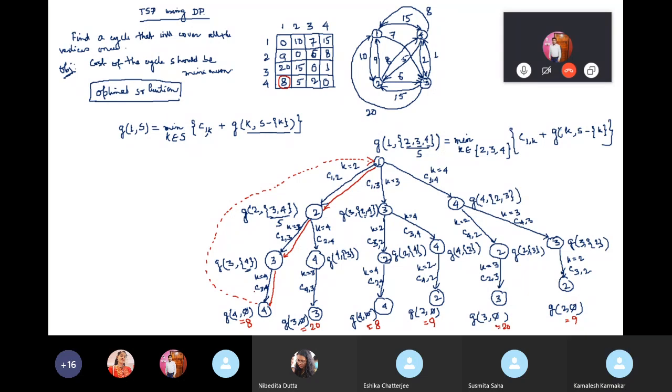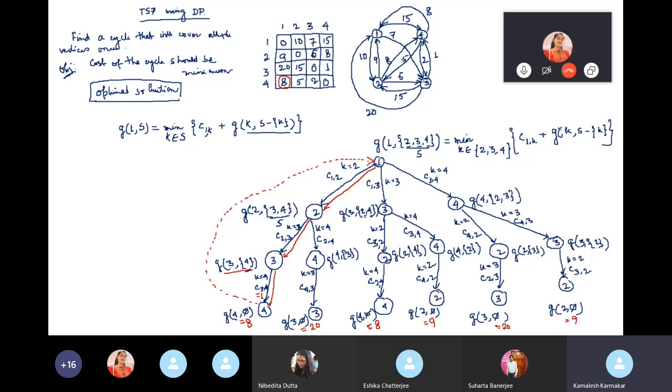Now, what is the cost of this C34? From this matrix, C34, this value is 1. If this value is 1, then what will be the value of G34? G34 is basically C34 plus G of 4, 5. Is it clear? Yes, sir.